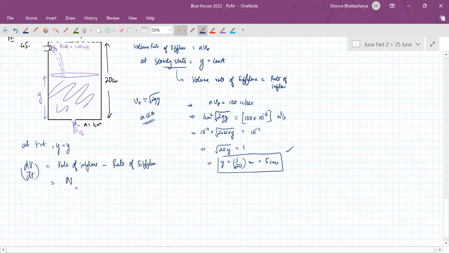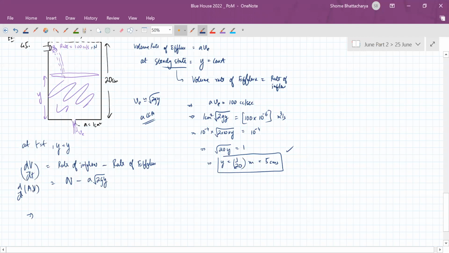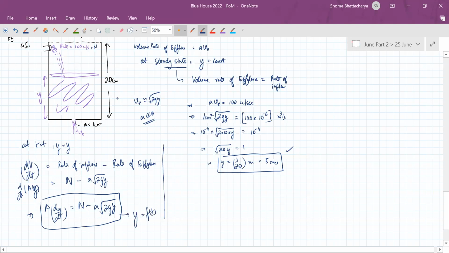So this is a constant rate. Let's write that as n, where n is this quantity 100 cc per second. But this will be minus a into root 2gy. And the rate of change of volume will be this, so we have A into dy by dt. So we have this relation: A into dy by dt is equal to n minus small a into root 2gy. If you solve this differential equation, you can see what y is as a function of time. But that's a more lengthy question in comparison, so you can try this out later.